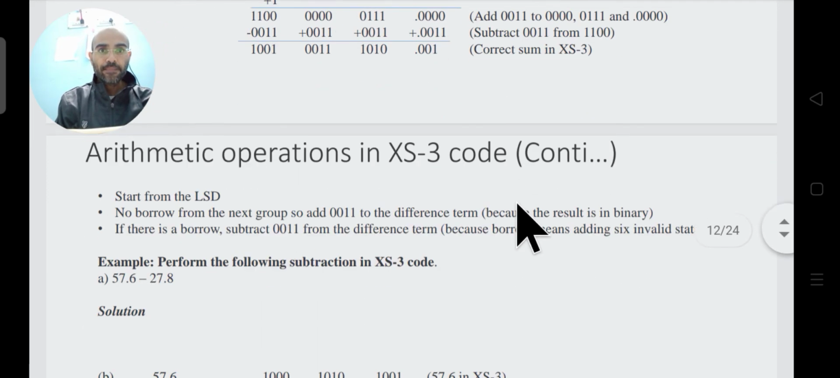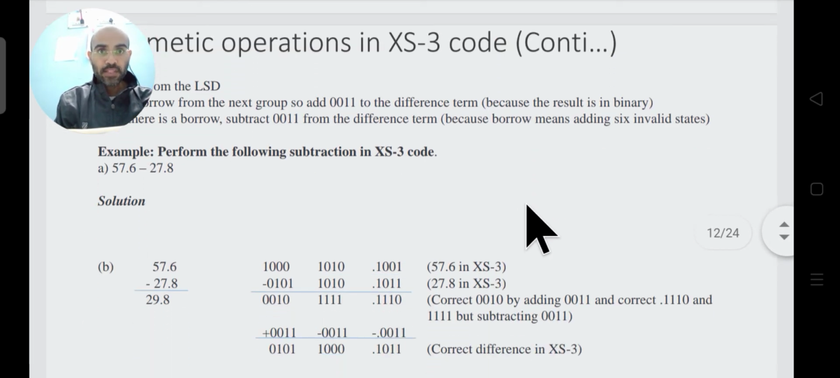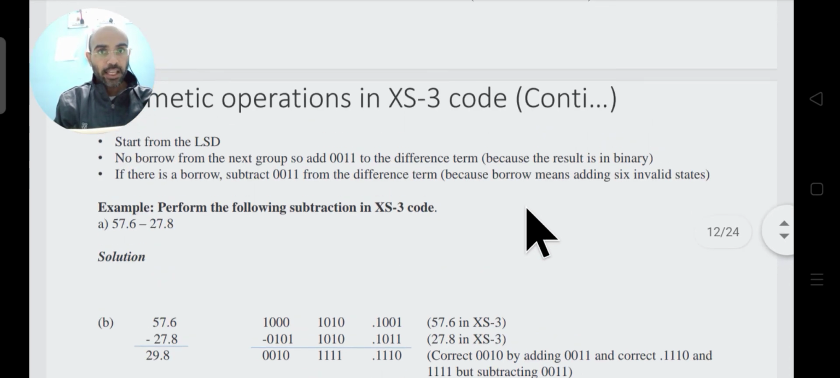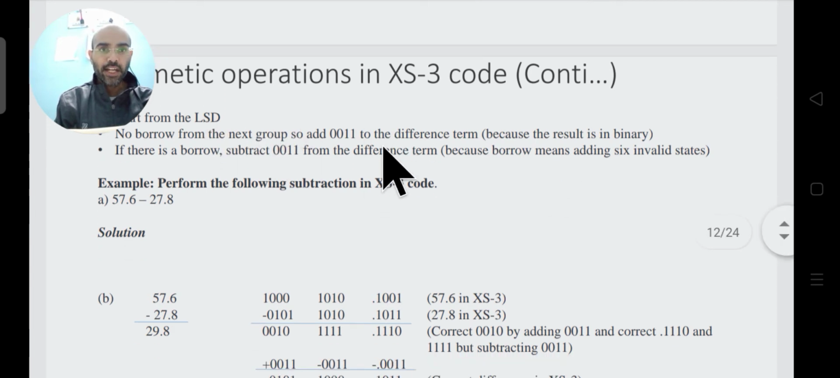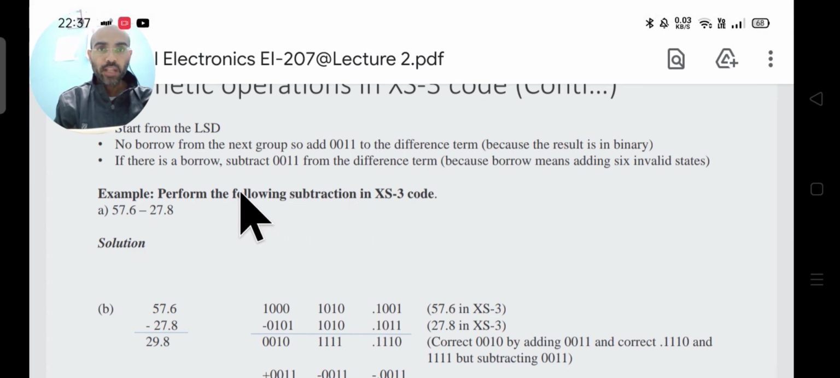Now let us see the subtraction. How to perform the subtraction in excess 3. Again, the rules are the same. I can explain them in short, and then we will do it with the help of an example. And if you still have doubt, you can ask me in the doubt class.